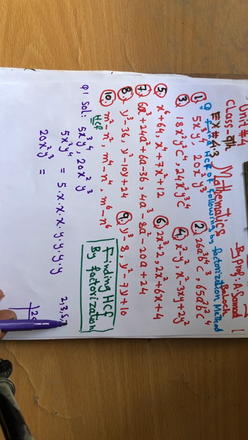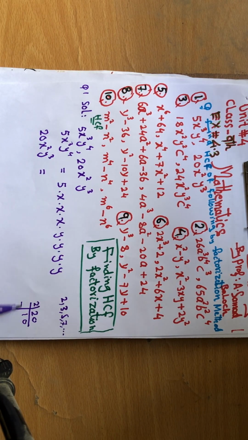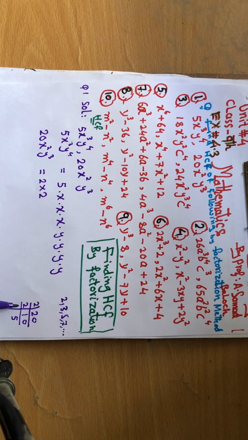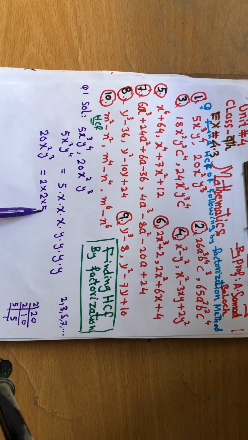We take prime factors such as 2, 3, 5, 7. 2 can divide 20, 10 times, and 2 can divide 10, 5 times, so we have these. In place of 20 we can write 2 multiplied by 2 multiplied by 5. 5 also can divide 5, 1 time.